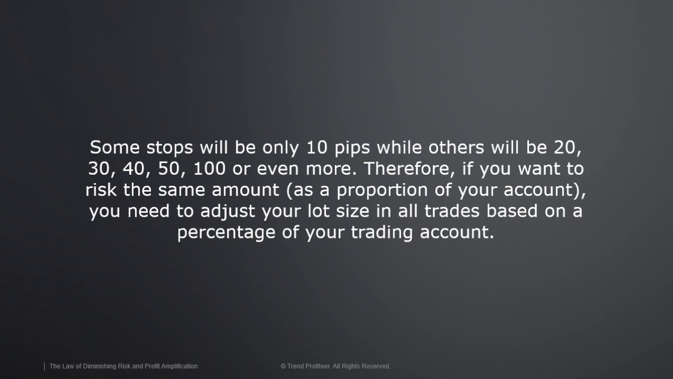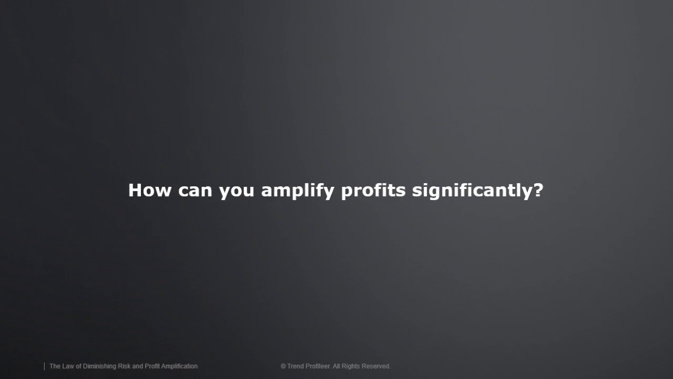Therefore, if you want to risk the same amount as a proportion of your account, you need to adjust your lot size in all trades based on a percentage of your trading account. So in other words, if you trade one lot per trade, rather than doing that, you need to consider adjusting your lot size so you're genuinely risking a percentage of your account rather than a dynamic amount based on the same lot size, because of the fact that the stop loss does differ quite dramatically.